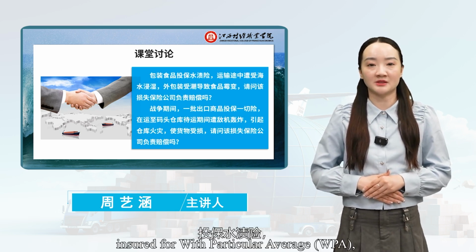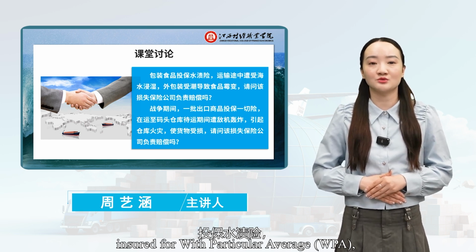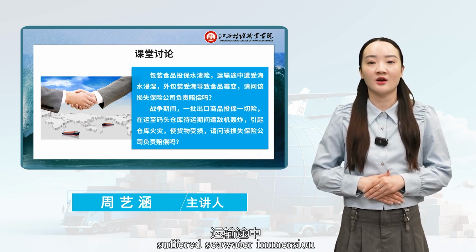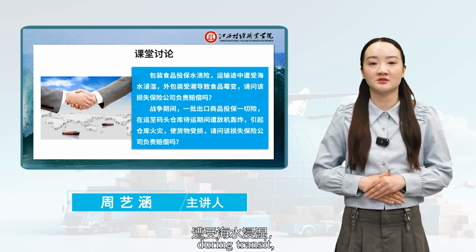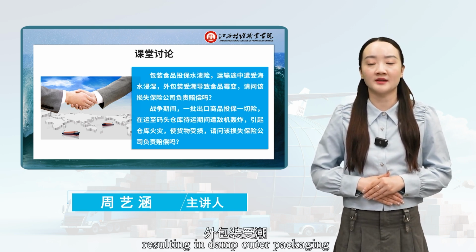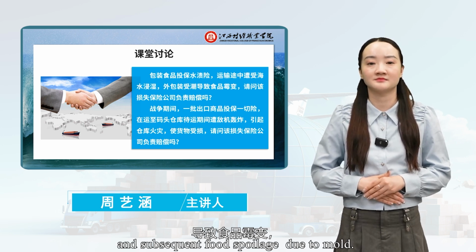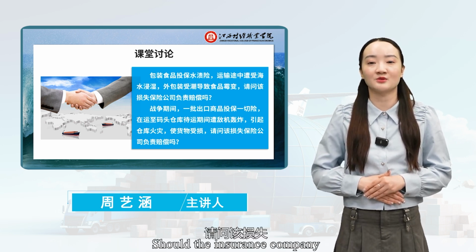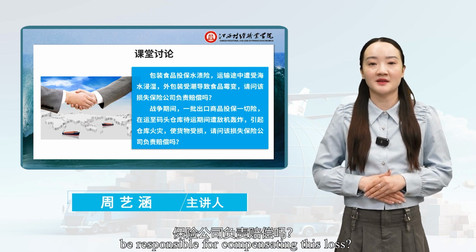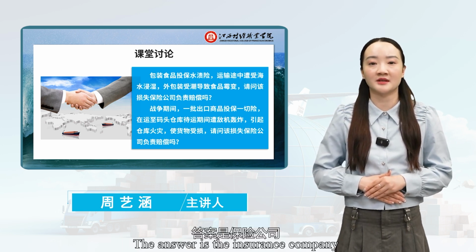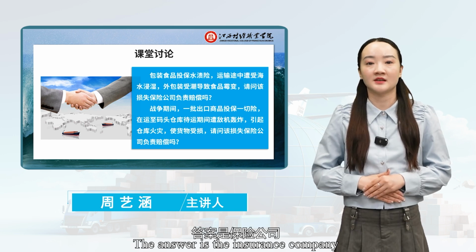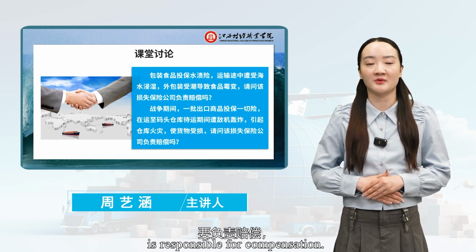Packaged food insured with particular average WPA suffered seawater immersion during transit, resulting in damp outer packaging and subsequent food spoilage due to mold. Should the insurance company be responsible for compensating this loss? The answer is, the insurance company is responsible for compensation.